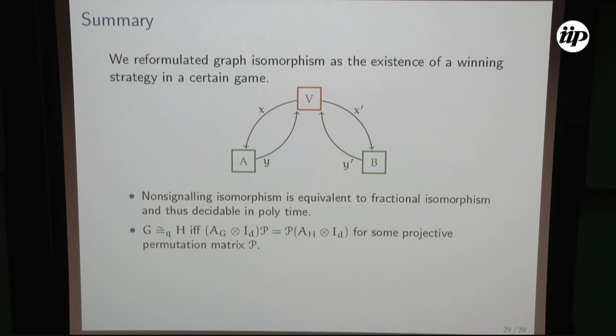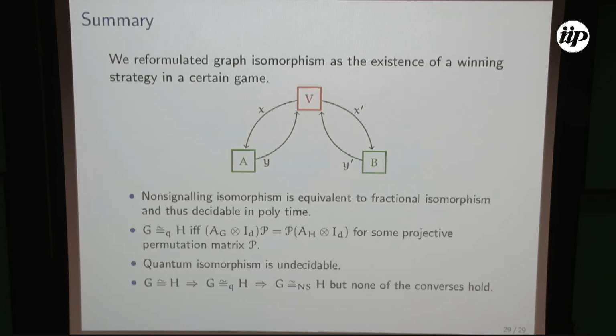And this formulation also provided the link to the area of quantum groups. Right, and then we saw a way to construct pairs of graphs that are quantum isomorphic, but not isomorphic. This gave us these nice examples, but it also showed that quantum isomorphism is undecidable. So we saw these three different relations: isomorphism, quantum isomorphism, non-signaling isomorphism. Because quantum strategies are more powerful than classical, and non-signaling more powerful than quantum, you have this chain of implications. Okay, and we know that none of the converses hold.